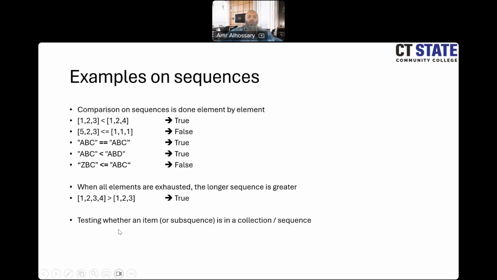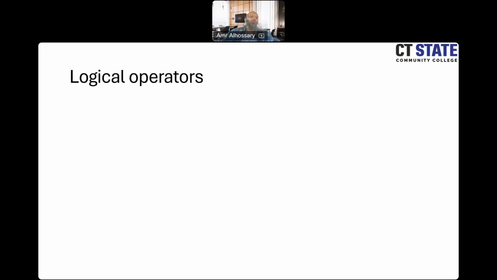Okay, now testing whether an element or a subsequence is in a collection or a sequence. B C D is present in A, B, C, D, E, F, G. Yes, that's correct. So this is true. Is 5 present in 1 to 3? No. So 5 not in 1 to 3 is true.